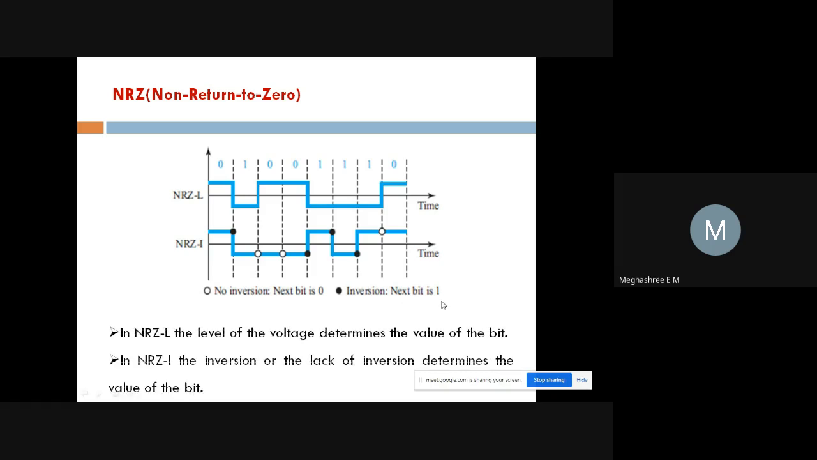Do you have any doubts in this? Do you understand this? Yes? I'm audible, right? Yes, ma'am, understood. Okay, so this is the simple one. You have to remember it.